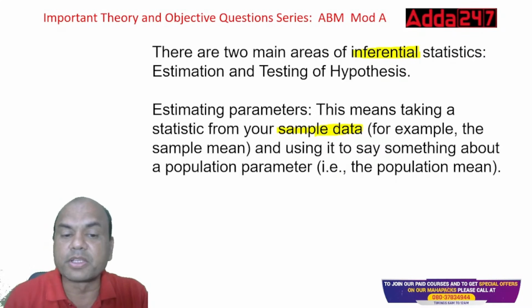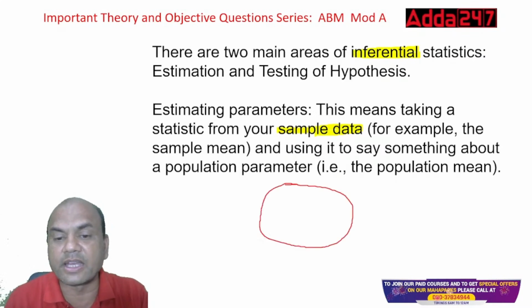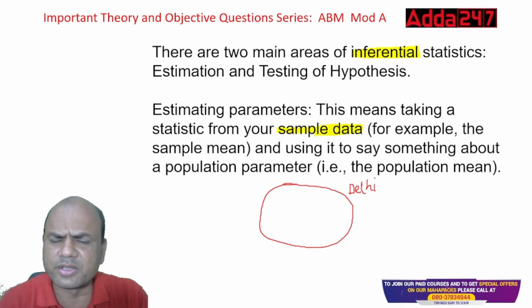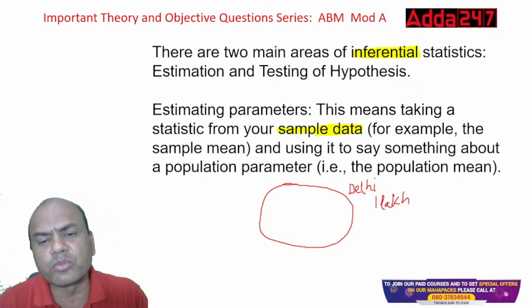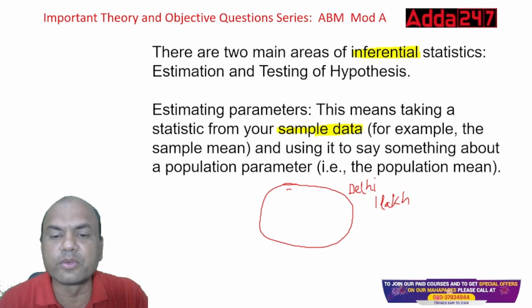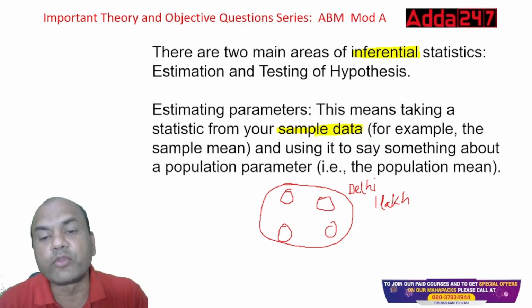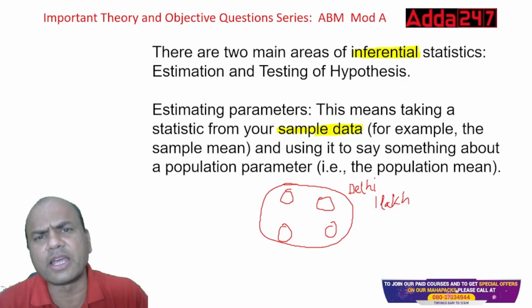Suppose this is my state, let's say Delhi. Let's say I have to do a survey of 1 lakh people in Delhi. Will I be able to do a survey of 1 lakh people? Not possible. So what will I do? I'll take samples from the 4 corners of Delhi and find out whatever I require. Suppose I require the average salary of the people of Delhi.